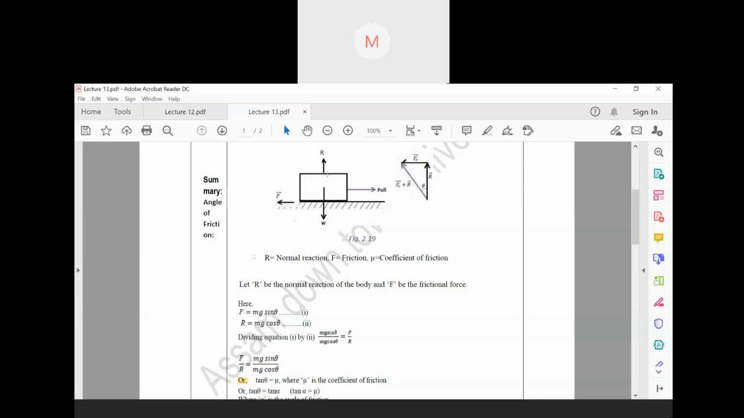The body will give some normal reaction. The reaction that this body will give and the frictional force that arises, if you combine these two forces, this should be equal to this one for the body to be in balance. Yes or no?